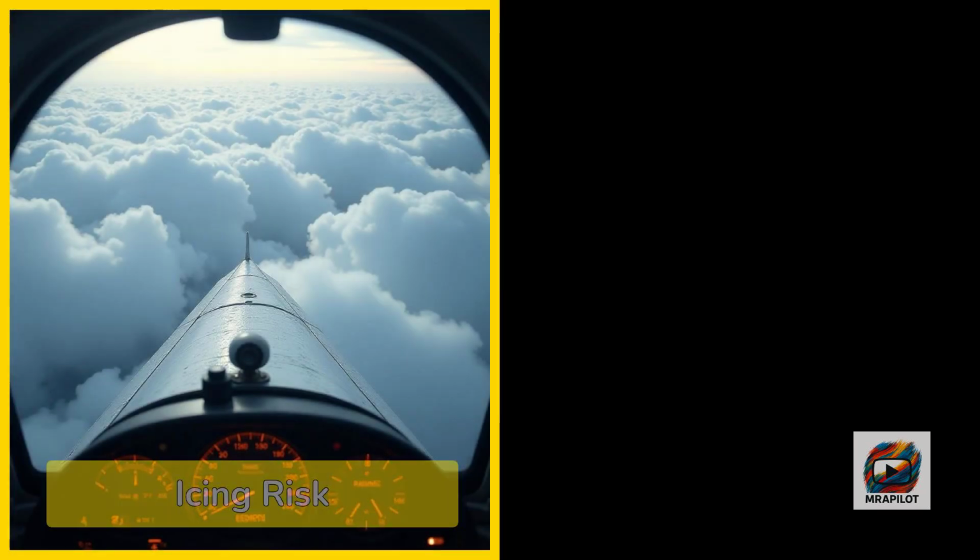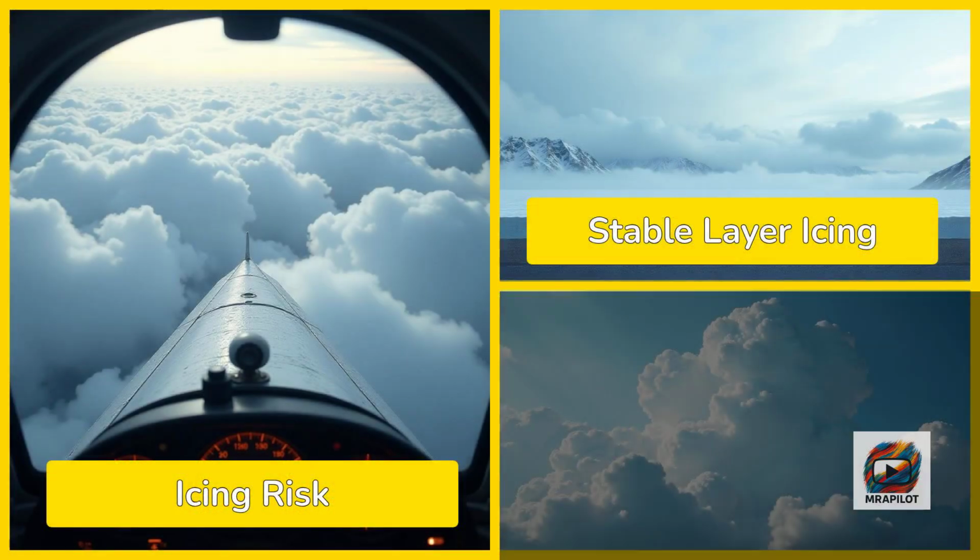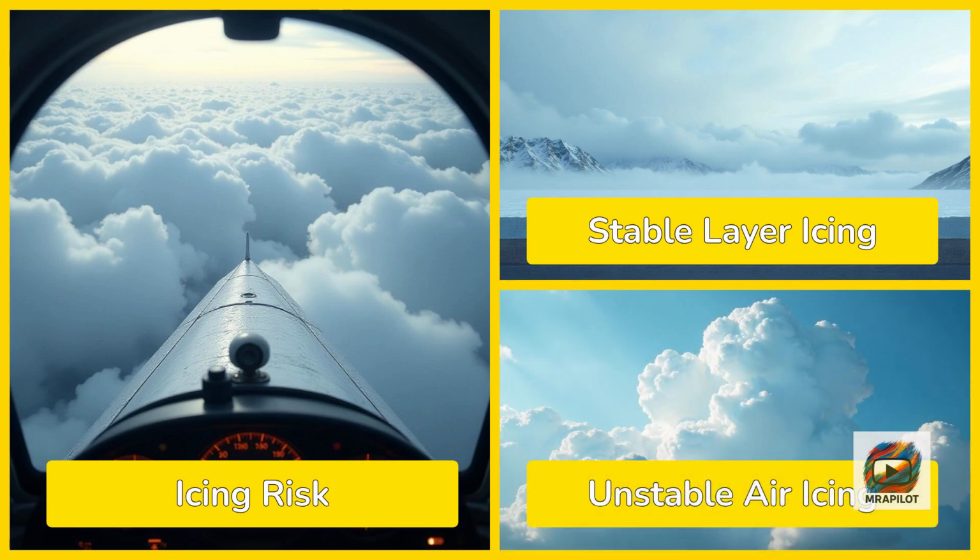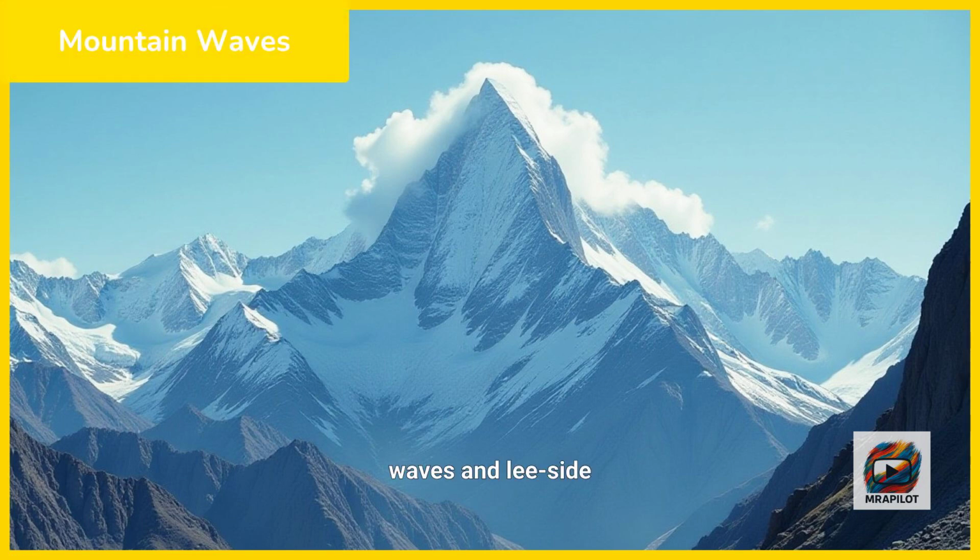Let's talk about icing. Icing risk increases in clouds where temperature is between 0 degrees Celsius and minus 15 degrees Celsius. If the cloud is in a stable layer, the icing tends to be stratiform and widespread. In unstable air, cumulus icing is more localized but potentially more severe. Flight planning tip: always note freezing level, cloud tops, and stability to predict icing zones. For example, icing is more likely near the top of moist, stable clouds, where temperatures fall below freezing but water is still supercooled.